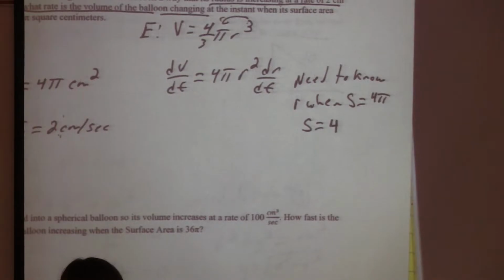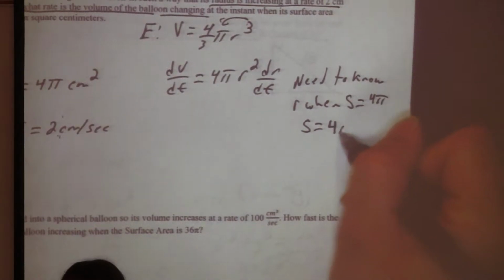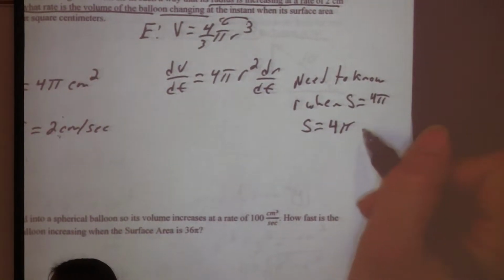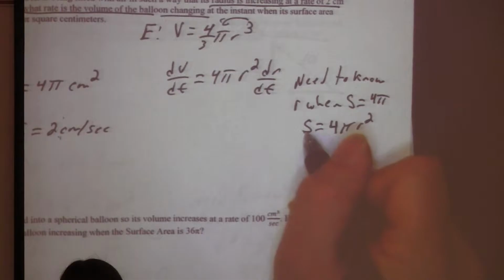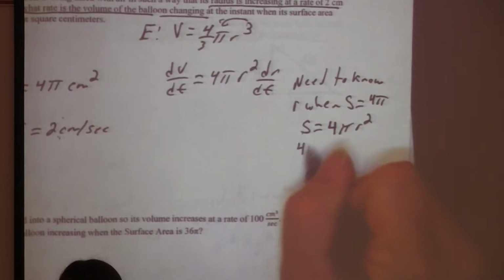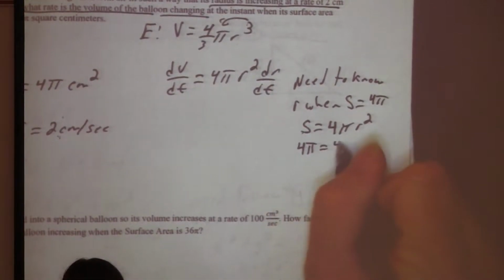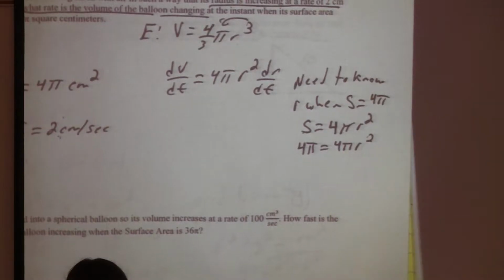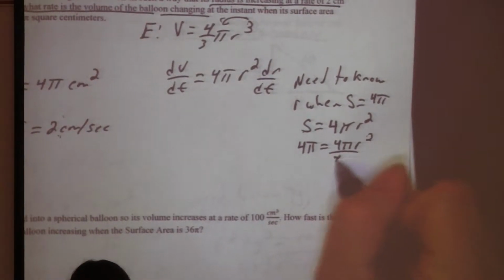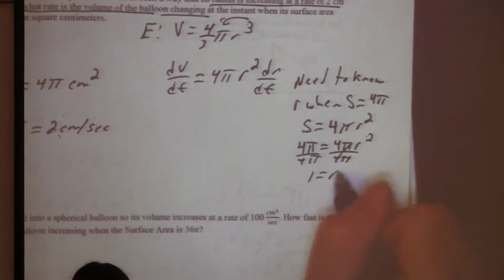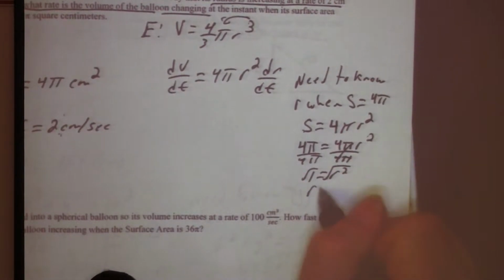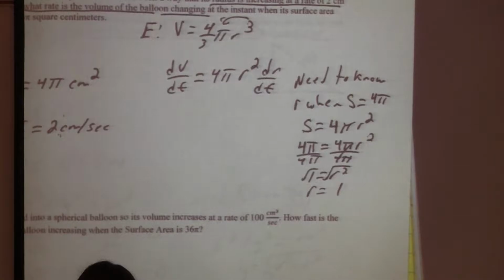It starts with a 4, then a pi, 4 pi r squared. I knew it. Okay, and we can replace S with what? 4 pi equals 4 pi r squared divided by 4 pi. Very good, Vanessa. So we get 1 is equal to r squared, so therefore r has to equal what? 1.